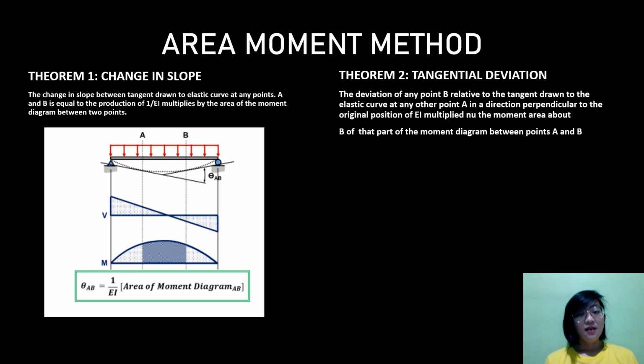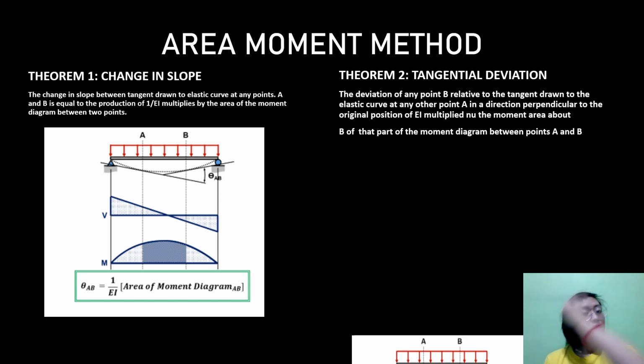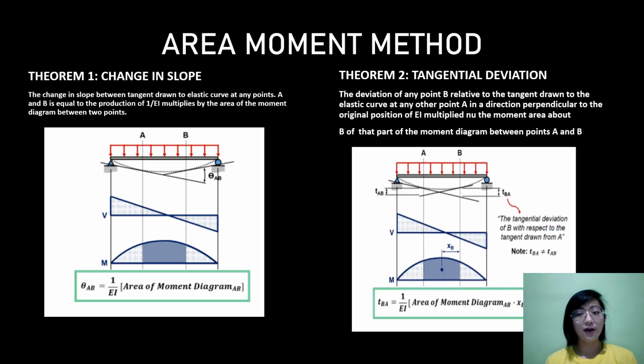Next is the tangential deviation. Tangential deviation of a point on an elastic curve from the tangent drawn from the reference point is equal to the moment of the area of the moment diagram bounded by the 2 points taken into consideration. So the formula for this one is TBA, or the tangential deviation of B with respect to the tangent drawn from A, equals 1 over EI times area of moment diagram AB times XB. XB is the moment arm, or the distance of the centroid to the reference line.